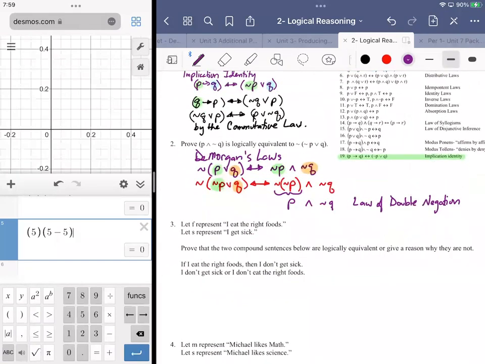Right? F represents I eat the right foods. S represents I get sick. So if I eat the right foods, so that's F, then I don't get sick. Well, I get sick is S. We're saying I don't get sick, so that would be not S. I don't get sick.